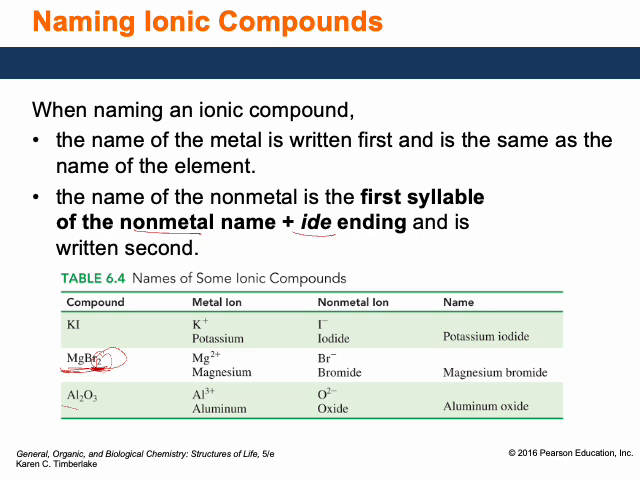Al2O3: Al is a metal, O is a non-metal, so this is an ionic compound, meaning you put the name of the metal first, which is aluminum, followed by the name of the anion, which is oxide here, so it would be aluminum oxide.